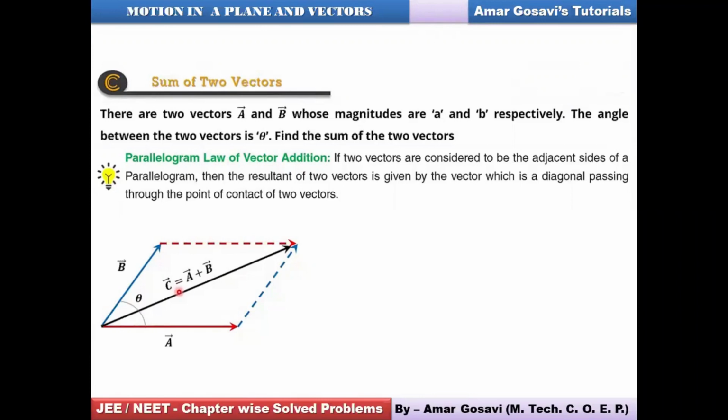Okay. So here you can see the parallelogram law of vector addition. If a question comes to you where there are two vectors a and b whose magnitudes are small a and small b respectively, and the angle between the two vectors is theta, and you are supposed to find the sum of the two vectors, it means we are going to employ the parallelogram law of vector addition, and we all know what it means. What it says is, if two vectors are considered as the adjacent sides of a parallelogram, then the resultant vector will be given by the diagonal which starts from the same common point. This is what is being represented in the figure here.